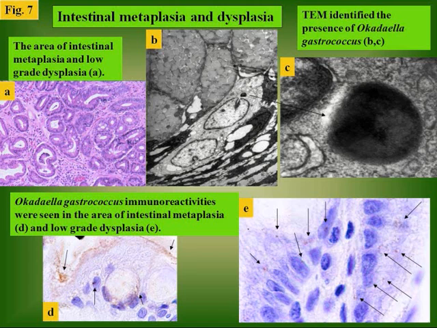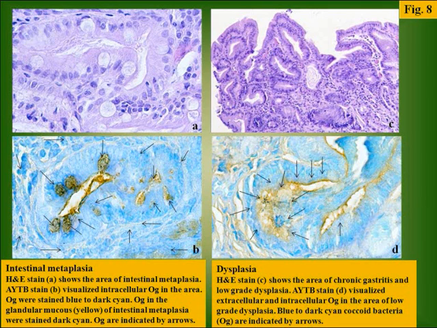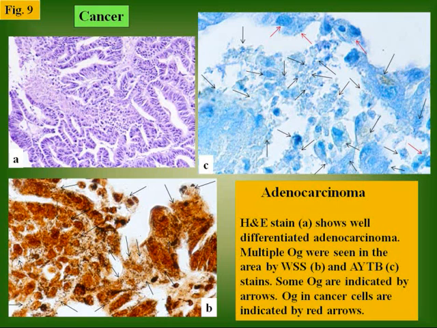The figure shows the intracellular OG in the intestinal metaplasia and dysplasia by TEM and immunohistochemistry. OG attaches on the surface of the nucleus of the dysplastic cell, which suggests the possible involvement in the mutation and cancer development. The figure confirmed the intracellular OG presence in the intestinal metaplasia and the dysplasia by AYTB stain. The figure shows the numerous OG in the adenocarcinoma of the stomach by Warthin-Starry silver stain and AYTB stain.